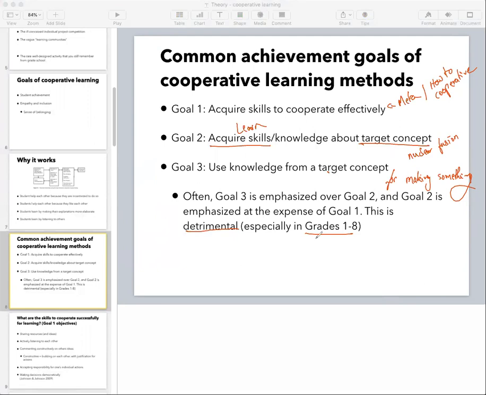Why is goal 1 so really important? Because goal 1 feeds into goal 2 and it feeds into goal 3. Unless you know how to cooperate effectively, you can't use cooperative learning to learn skills, nor can you use the knowledge in a cooperative fashion.